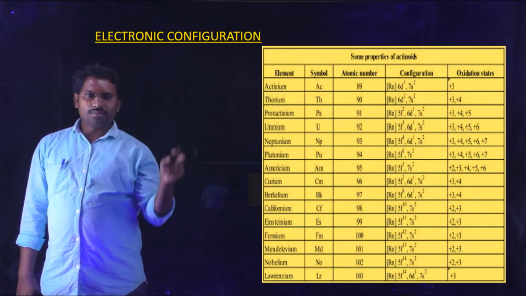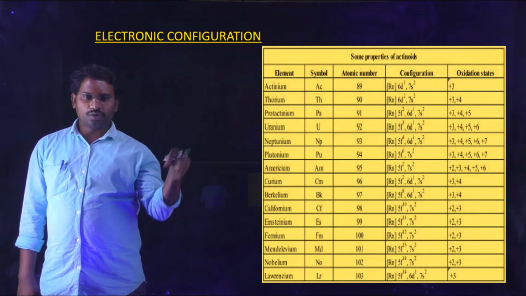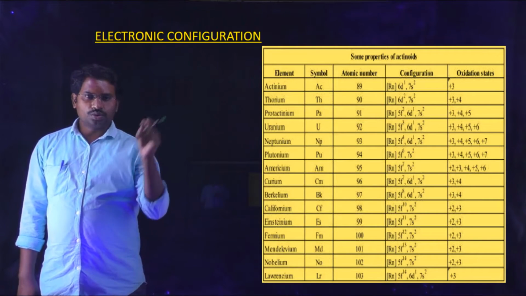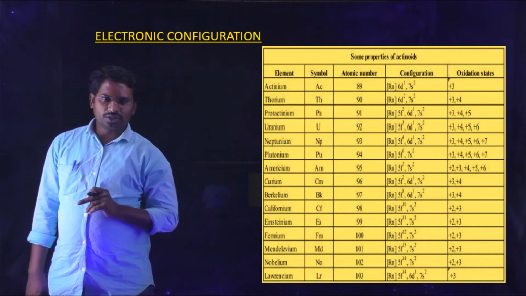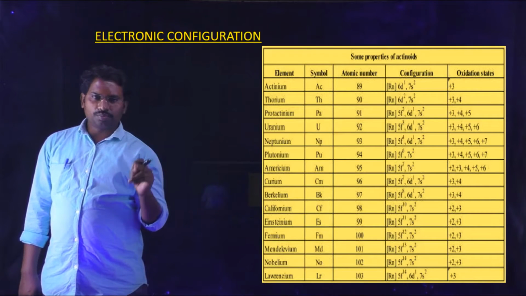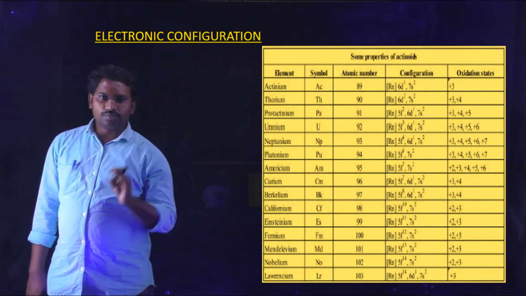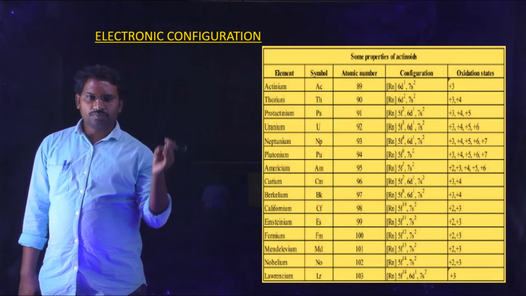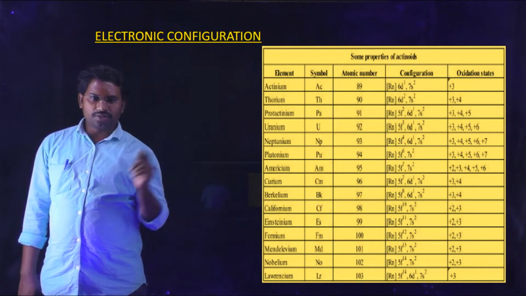From actinium to lawrencium, these are all collectively known as 5f series elements. So actinium, then thorium, protactinium, uranium, neptunium, plutonium, and so on. Therefore the final one is lawrencium.